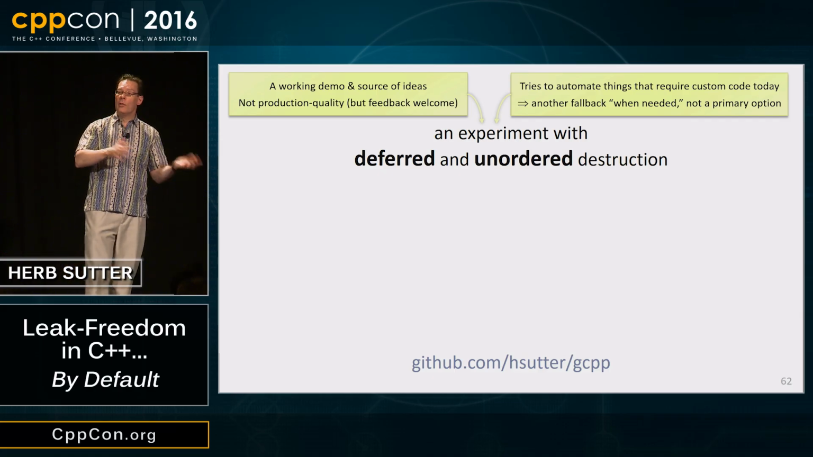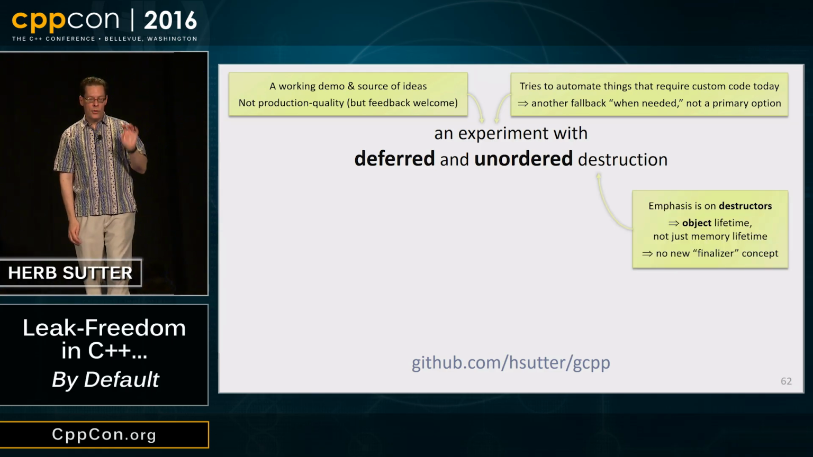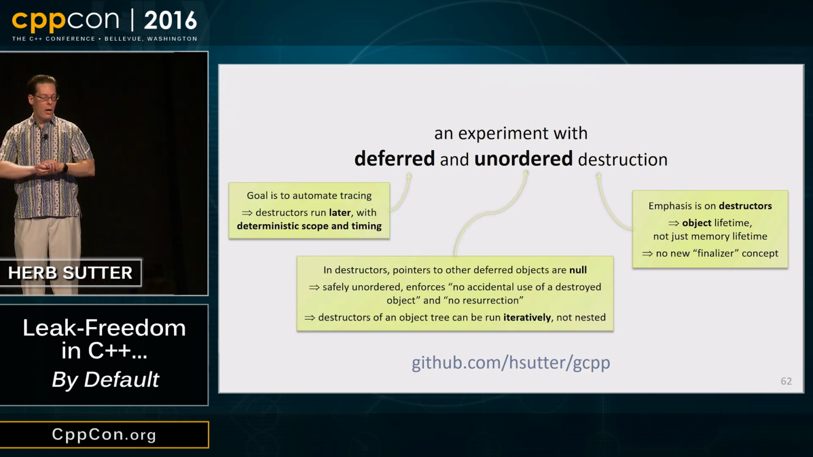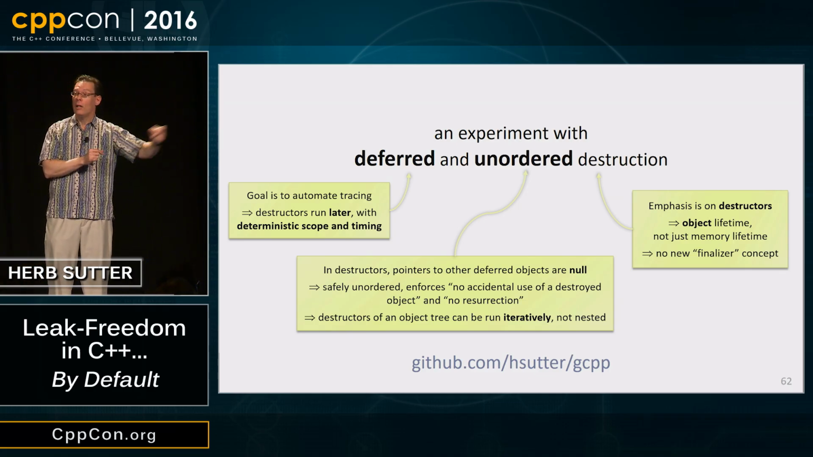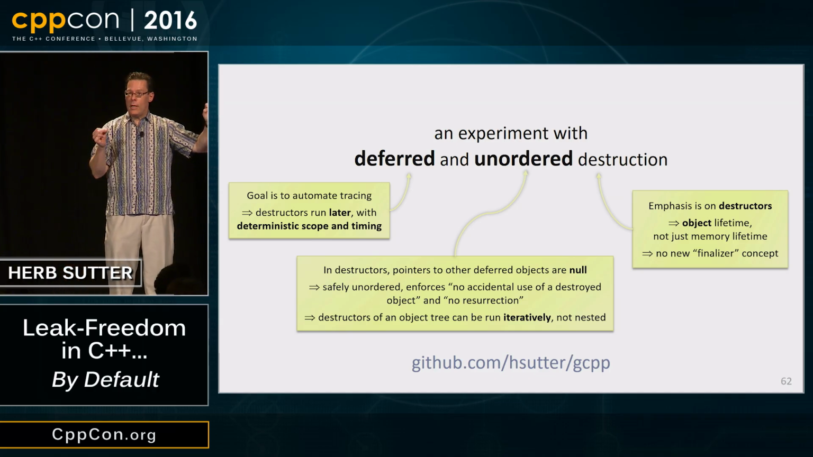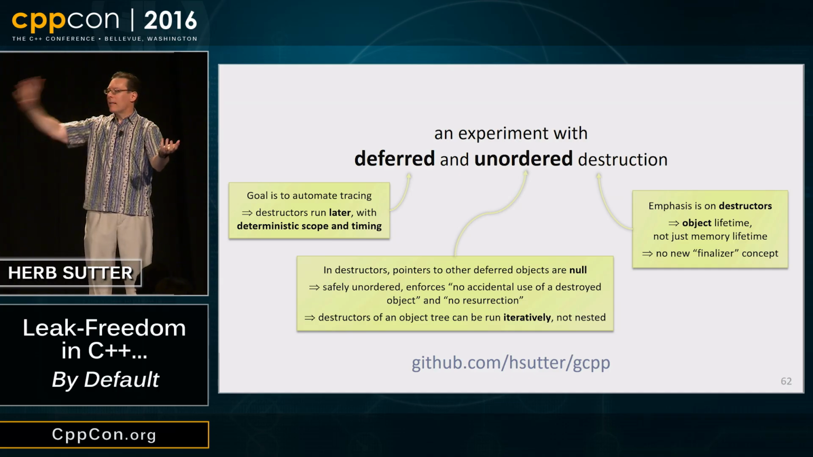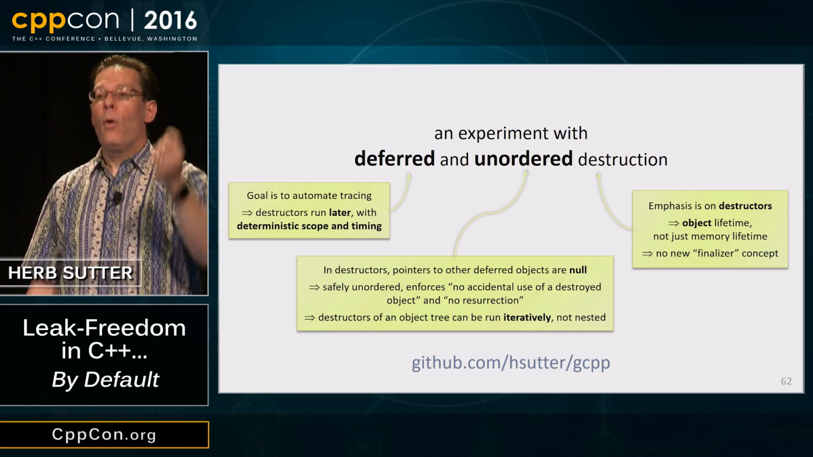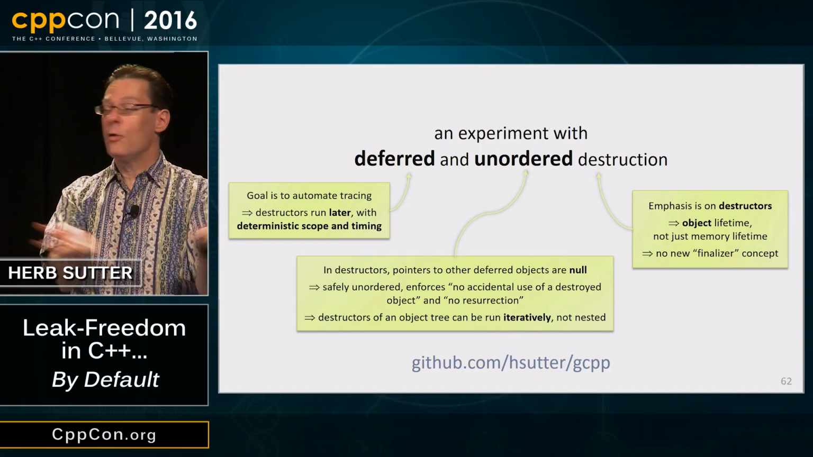And it tries to automate things just like we automated reference counting with shared pointer, single ownership with unique pointer. But it's all about destructors, object lifetime, not memory lifetime. And the goal is to automate the tracing, so destructors run later, but they run exactly when you can see in your code. When you call .collect, you know when they run. It's under your control. And the one extra tweak is that when you do run that deferred destructor, it behaves exactly the same way as any destructor. It is exactly the same destructor, but deferred pointers that you may hold will be null.